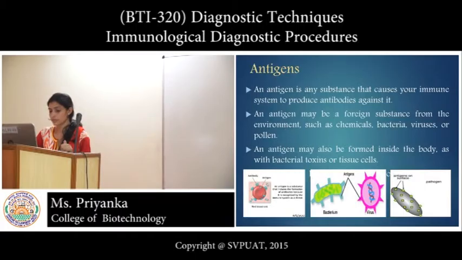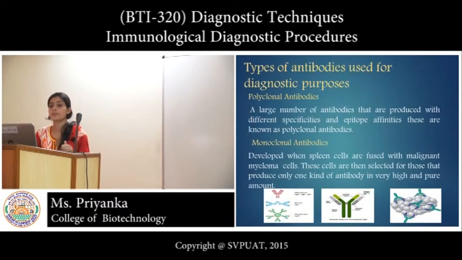Then antibodies. What are antibodies? Two types of antibodies are basically used in immunodiagnostic procedures: monoclonal antibodies and polyclonal antibodies. Polyclonal antibodies are not specific for a particular antigen, meaning they are specific for more than one antigen, while monoclonal antibodies are specific for a particular antigen. Monoclonal antibodies are produced by hybridoma technology, meaning by fusing spleen cells with myeloma cells.